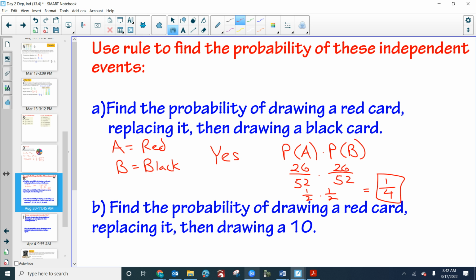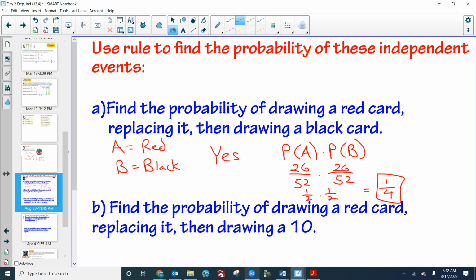Put that into a sentence, please. Who's willing to raise their hand and put this whole story into a complete sentence? Paige: The probability that you draw a red card and put it back in the deck, then draw a black card is 1/4. Very good. And you notice she had to say put it back.